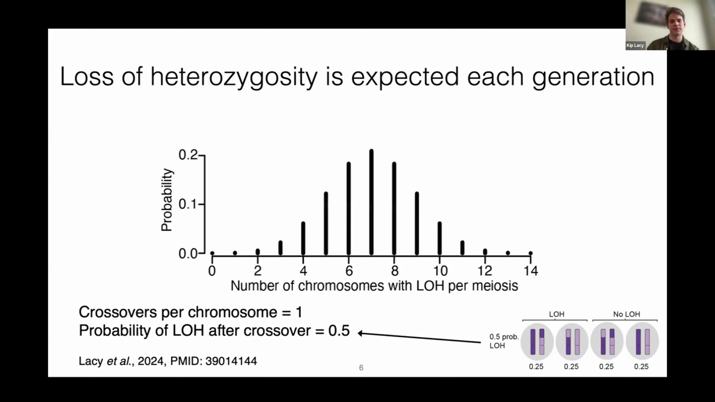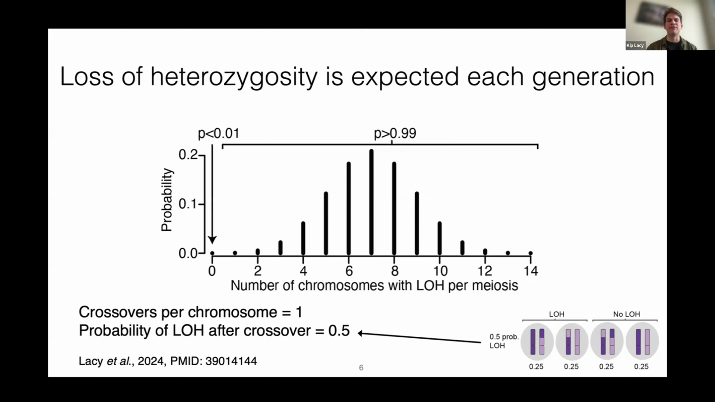And that just tells us very simply that we would expect on average 7 chromosomes to inherit these large chunks of loss of heterozygosity. And then we would expect in 99% or more of meioses for at least 1 chromosome to have a big chunk of loss of heterozygosity. And then only very rarely should there be no losses of heterozygosity.